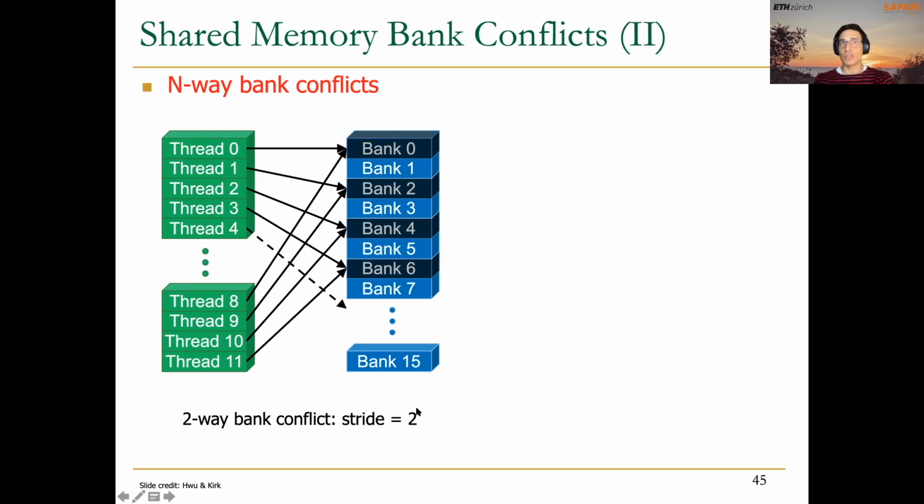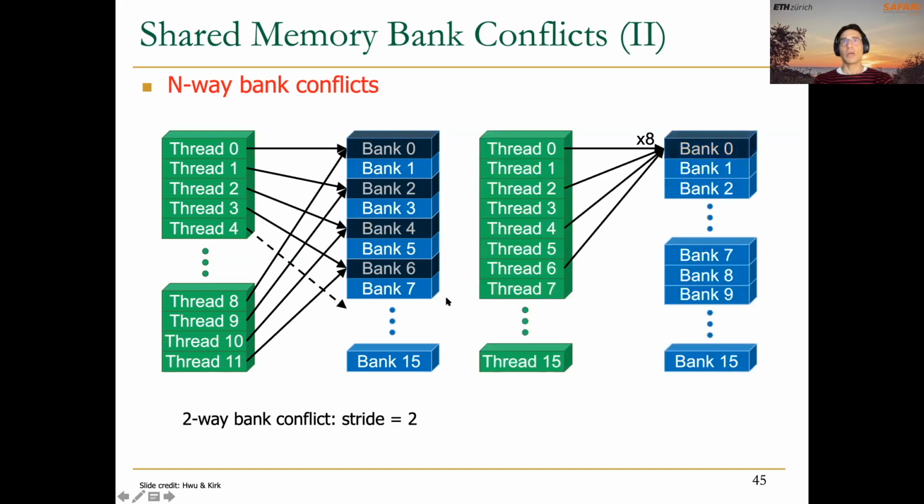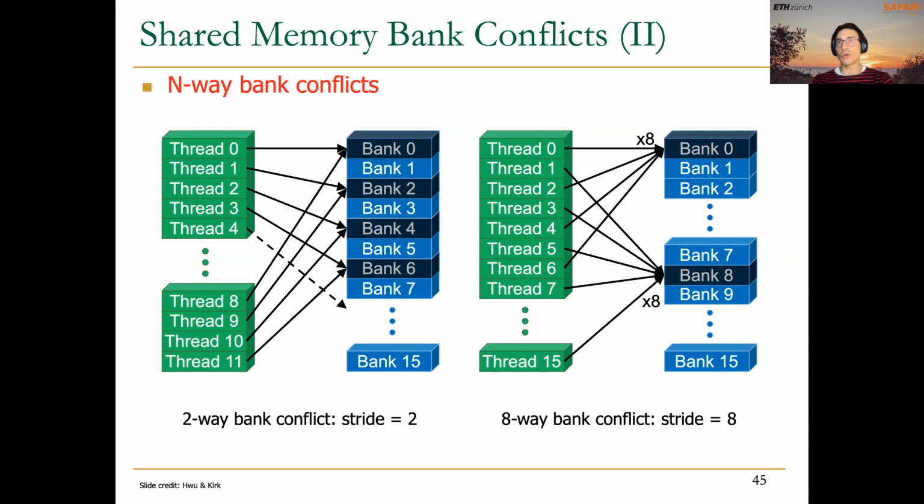For example, if the stride is 2, that means thread 0 accesses bank 0, thread 1 accesses bank 2, thread 2 accesses bank 4, and at some point, thread 8 will access bank 0. So that's why we have a two-way bank conflict in these even-numbered banks. Or it might be even worse when we have more than 2 threads colliding in the same bank. In this particular example, we have an 8-way bank conflict in bank 0 and in bank 8.